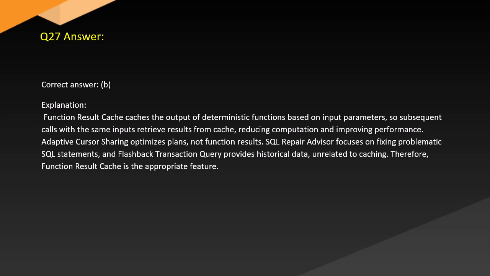Answer. Correct answer: B. Explanation. Function result cache caches the output of deterministic functions based on input parameters, so subsequent calls with the same inputs retrieve results from cache, reducing computation and improving performance. Adaptive cursor sharing optimizes plans, not function results. SQL Repair Advisor focuses on fixing problematic SQL statements, and Flashback Transaction Query provides historical data unrelated to caching. Therefore, function result cache is the appropriate feature.